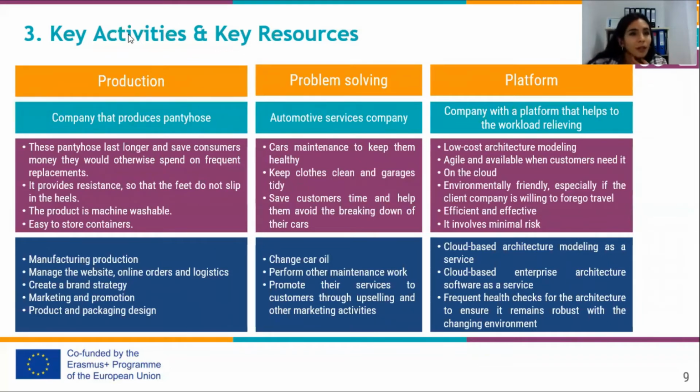Here we have three examples of the three business models that I've exposed previously. The first one is a production business model. For example, imagine a company that is producing pantyhose. So what are you going to offer? You are going to offer pantyhose that lasts longer and saves consumers money, since they have a better quality, and this money the customer would otherwise spend on frequent replacement of the pantyhose.